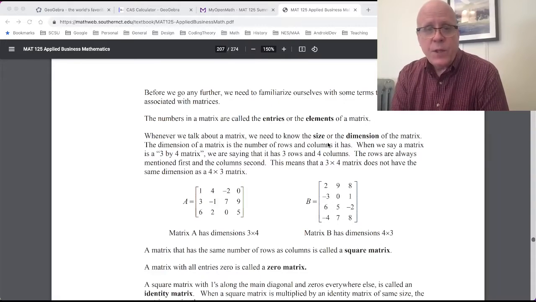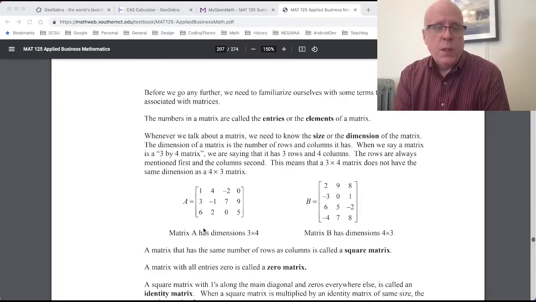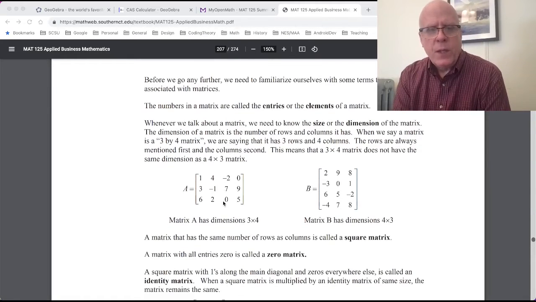The standard convention is you mention the number of rows first. So like this matrix A, it says it underneath it, it's a 3 by 4. That's because it has 3 rows and 4 columns. This matrix B is 4 by 3 because it has 4 rows and 3 columns. One thing I want to point out is it really wouldn't make sense to add up a 3 by 4 and a 4 by 3.